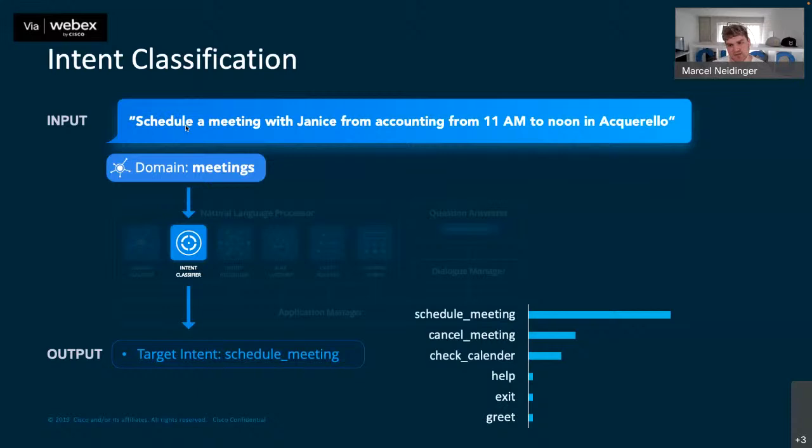Again, MindMeld comes back and says, based on the input, that schedule a meeting, it's very likely that the flow we want to kick off is the schedule meeting flow. Again, it will give you a probability distribution and say, okay, 80% sure that this is the target intent. So our output now is that within the domain meetings, the input string has the target intent schedule meeting. That's the most likely outcome.